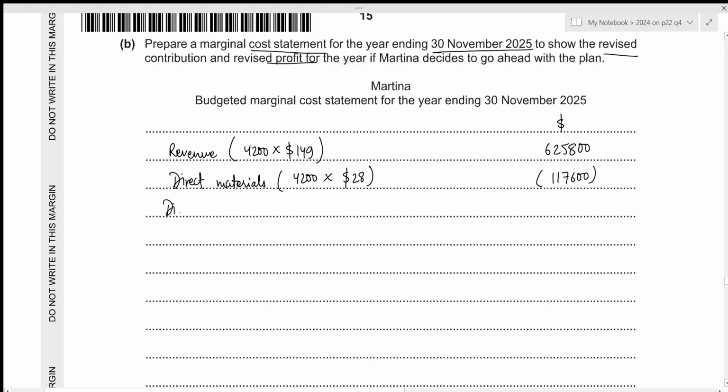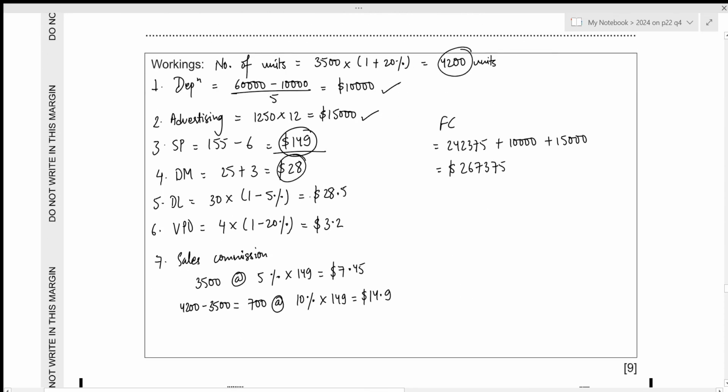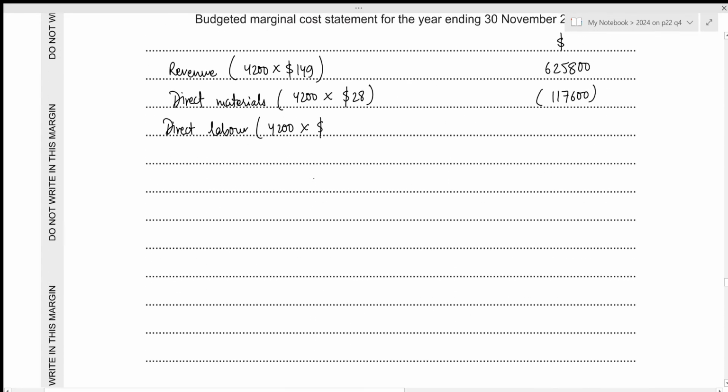Then we have the direct labor. Again, number of units multiplied by the rate per unit. The new rate for the direct labor is 28.5. This results in the value of 119,700.